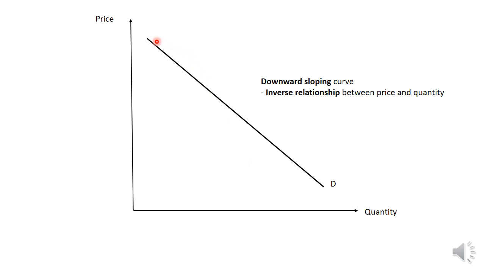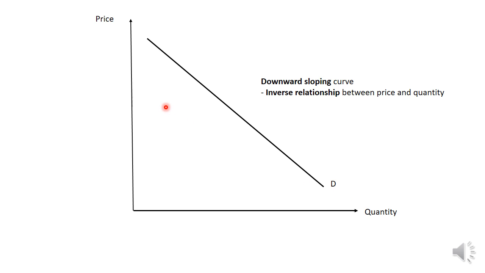Now, look at the line again. We call this a downward sloping curve because from the left to the right, can you see that it's sloping downwards? We call this a downward sloping curve. Now, the mathematical meaning behind this downward sloping curve is there's an inverse relationship between the two measurements. Inverse means they change in opposite direction. Now, what do we mean?